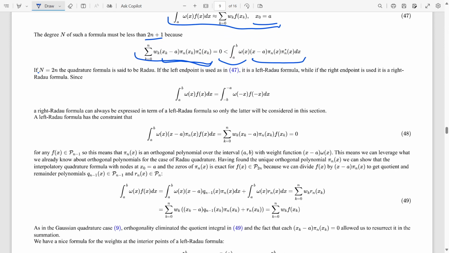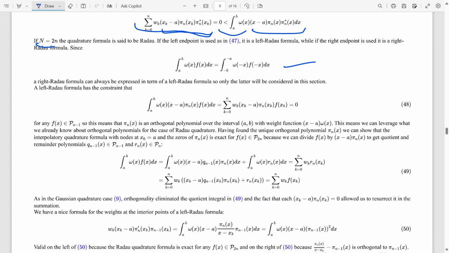Now, if the degree is 2n, the quadrature formula is a Radau formula. If the left endpoint is used as up here, it's called left Radau, whereas if the right endpoint were used, it would be right Radau. A right Radau can be shown to be equivalent to some left Radau formula. So for the remainder of this section, we will only consider left Radau formulas.